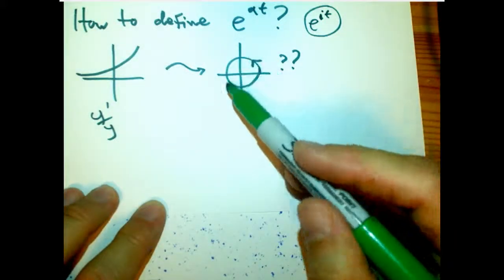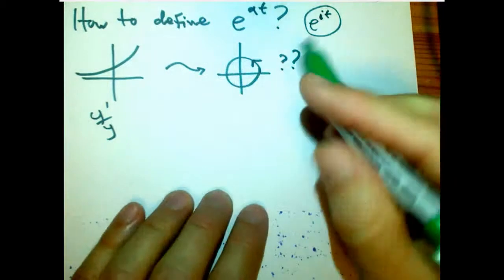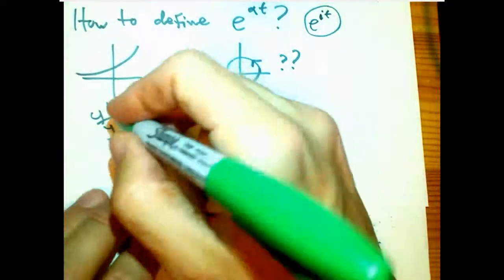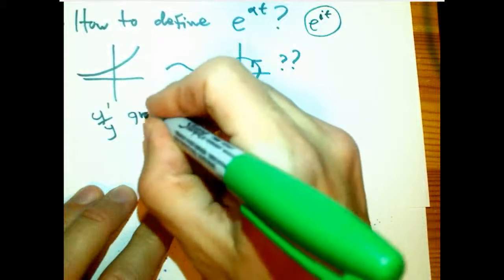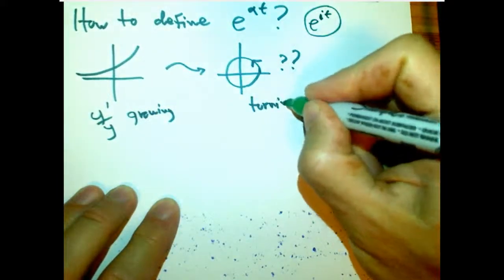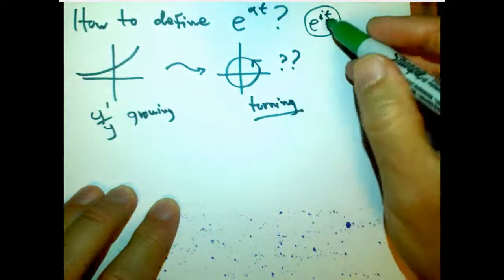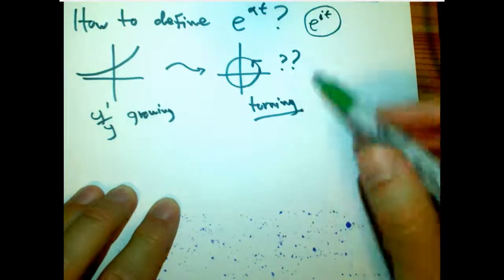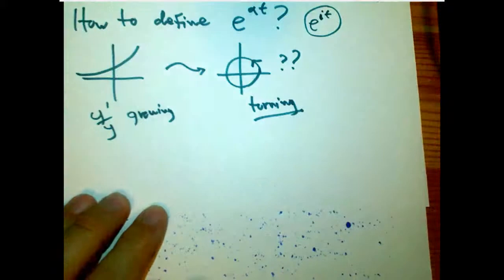This doesn't seem the same, except, remember I did mention this is steady motion of a sort. So this is constantly growing. Well, what is this doing constantly? It's constantly turning. And so somehow, wait a minute, i does have something to do with rotation. So this is starting to look plausible.